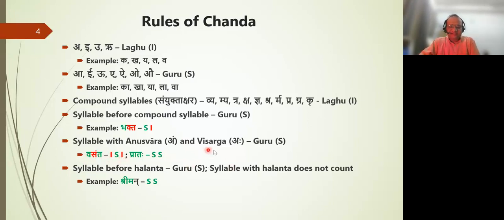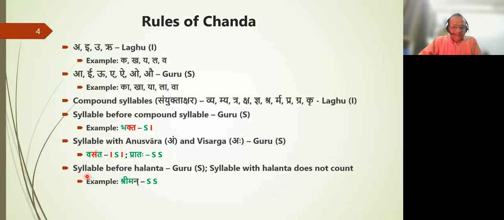Similarly, if there is a syllable with visarga, these two dots, then it will be a guru sound. For example, pratah. Pra, because it has a long a, becomes a guru sound, and tah also becomes a guru sound. So there are two guru sounds, 2 plus 2, 4 matras. Here also 1 plus 2 plus 1, 4 matras. So this is the fifth rule.